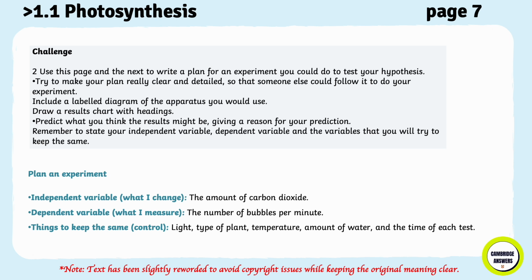Let's set up the variables. The independent variable, what we change, is the amount of carbon dioxide. The dependent variable, what we measure, is the number of bubbles per minute. And the things we must keep the same, the controls, are the light, the type of plant, the temperature, the amount of water, and the time of each test. By keeping all these the same, we make sure our experiment is fair. Next, we'll draw a labeled diagram of the setup, make a results chart with headings, and write down a prediction. So what do you predict? More carbon dioxide should mean more bubbles, and that means faster photosynthesis.